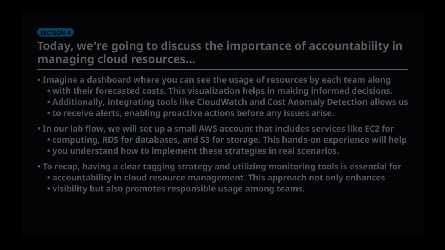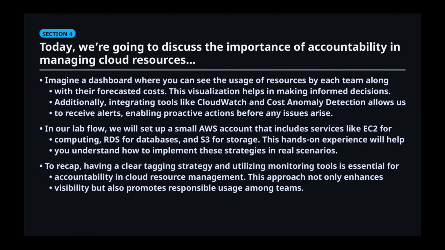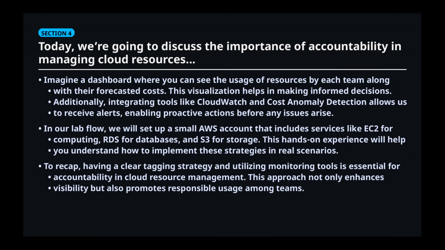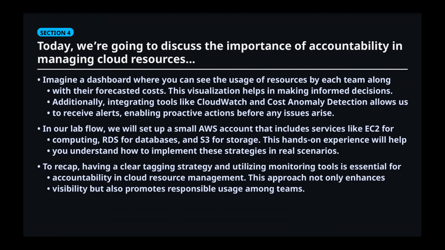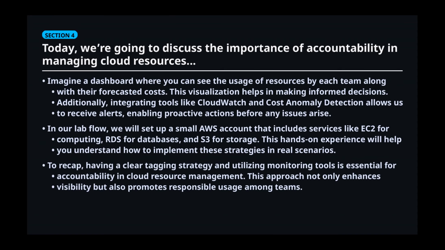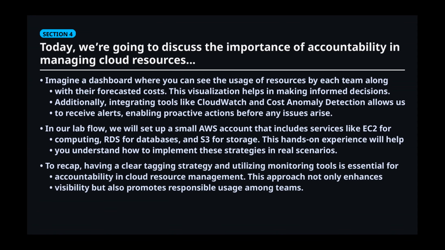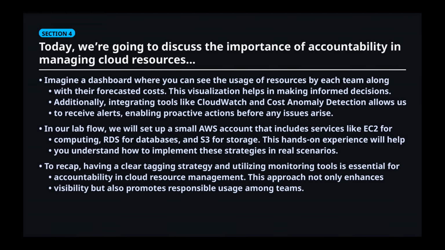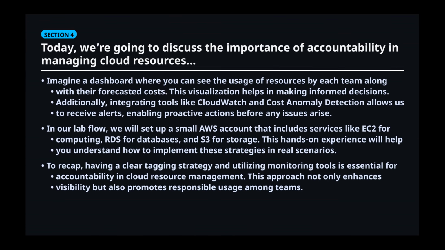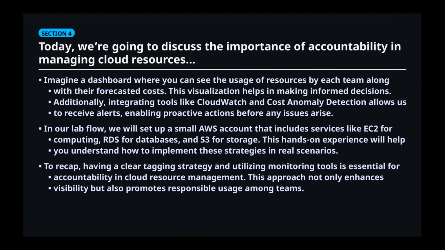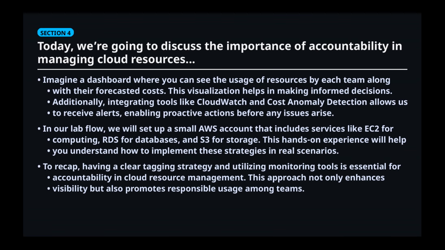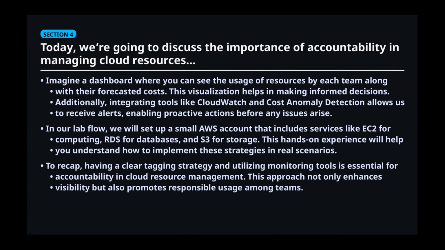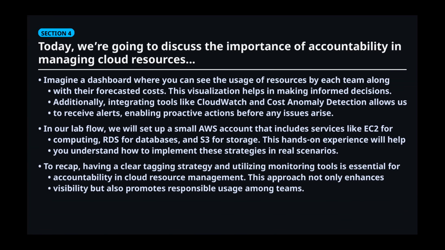In our lab flow, we will set up a small AWS account that includes services like EC2 for computing, RDS for databases, and S3 for storage. This hands-on experience will help you understand how to implement these strategies in real scenarios. To recap, having a clear tagging strategy and utilizing monitoring tools is essential for accountability in cloud resource management. This approach not only enhances visibility, but also promotes responsible usage among teams.